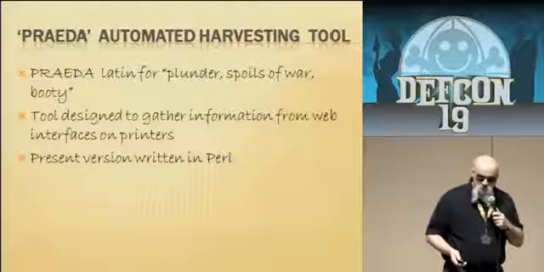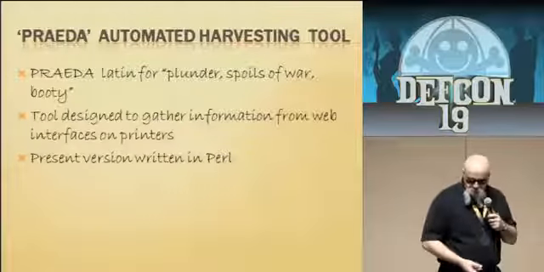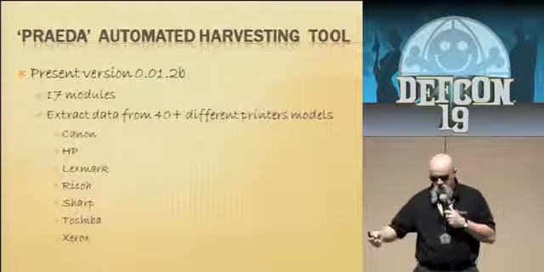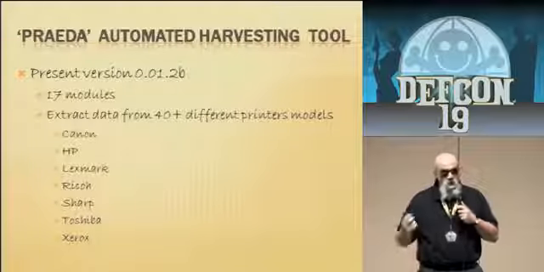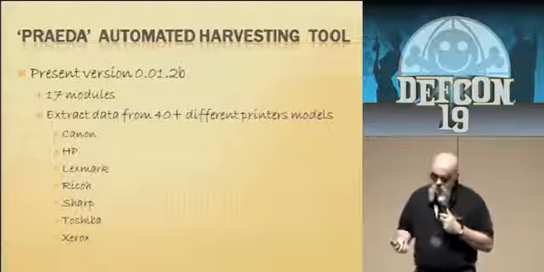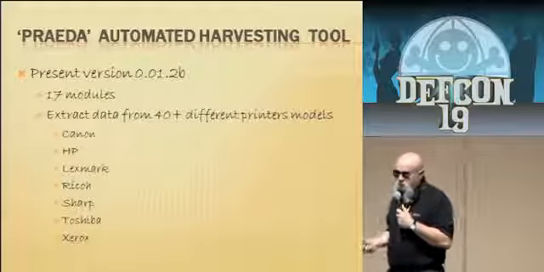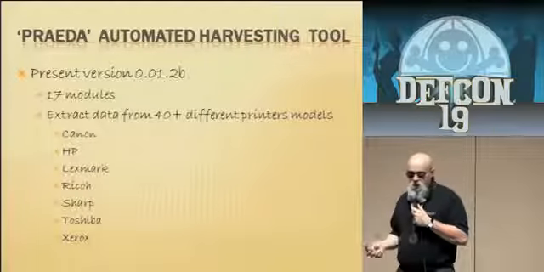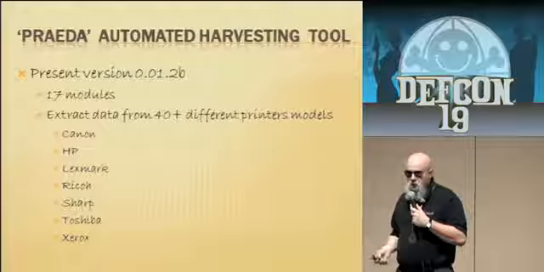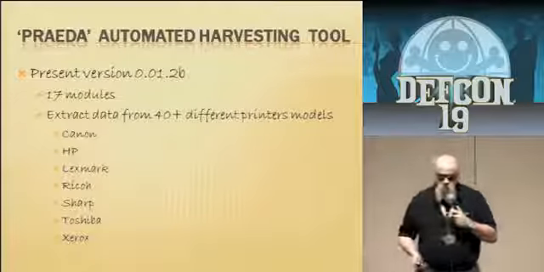The present version is written in Perl, version 1.2 beta. We have 17 modules so far, extracting data from 40+ different printer models: Canons, HP, Lexmark, Ricoh, Sharp, Toshiba, and Xerox printers.